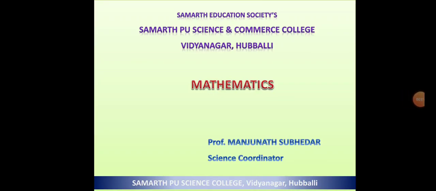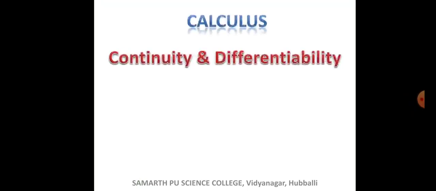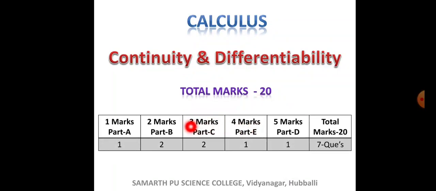So today we will start a new chapter, continuity and differentiability, from the part calculus. In the final exam from this chapter we are going to get 20 marks. Accordingly, part A 1 question, part B 2 questions, part C 2 questions, and part D 1 question. In part E, the sub question is 1 question, that is for 4 marks. Total 7 questions and 20 marks. Very very important.